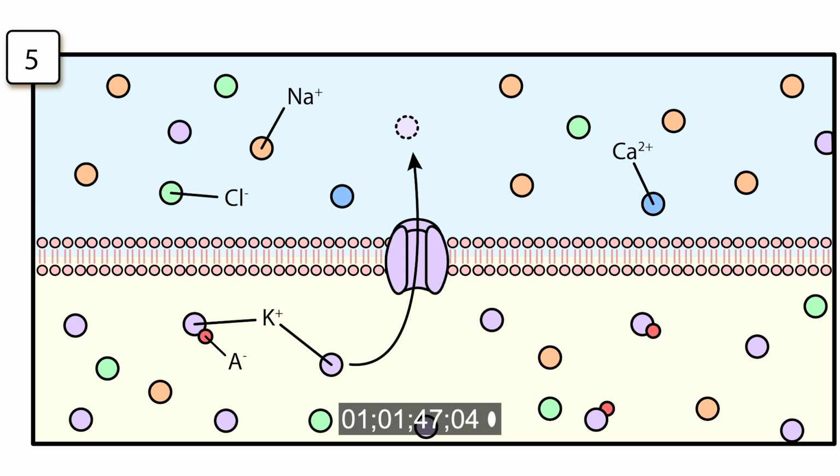Why is potassium flowing from the inside of the cell to the outside? It's due to the concentration gradient. The concentration of potassium is significantly higher inside the cell compared to outside. This difference in intracellular versus extracellular potassium is called a chemical force.